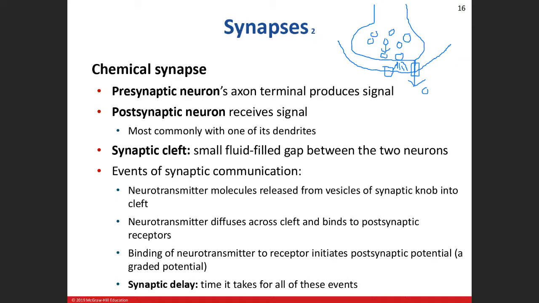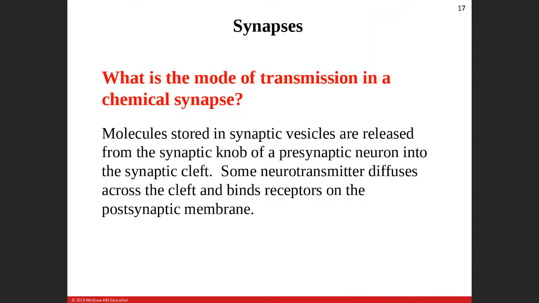All right? And there's different types of graded potentials. One can stimulate the neuron or one can inhibit the neuron. And we'll get into that later on. Okay? So that's what we're talking about here, the postsynaptic potential, the graded potential. So here's what a synapse is.